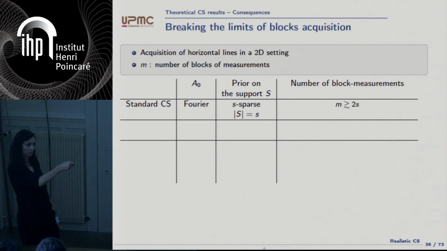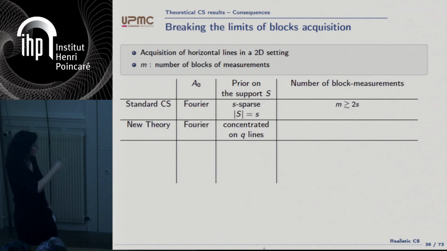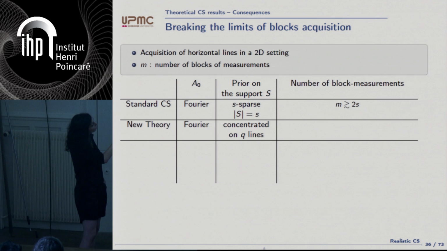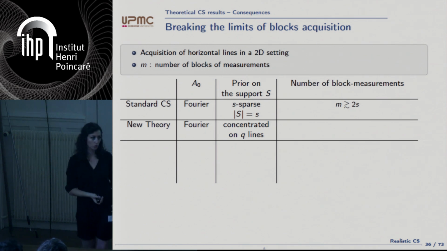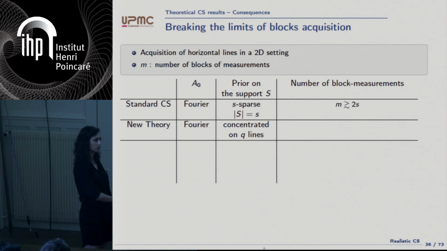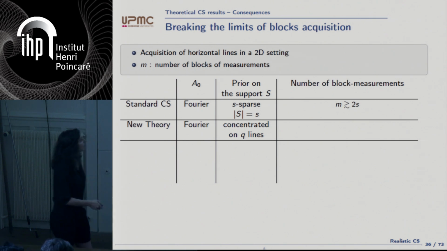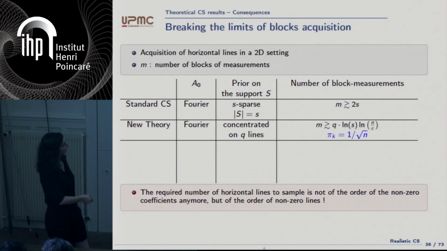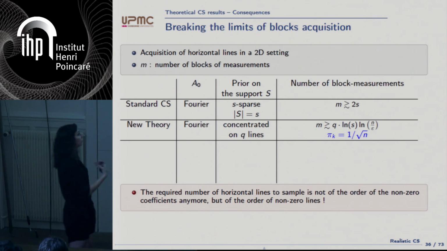But with the new theorem, let's say that you still have Fourier, but now you have some prior on the support that says that you're concentrated on Q horizontal lines in the space domain, not in the acquisition space. So if your sparsity is structured along Q lines, then you can show that the number of horizontal lines that you need is of the order of Q, the number of non-zero lines in your signal, and not the number of non-zero coefficients.